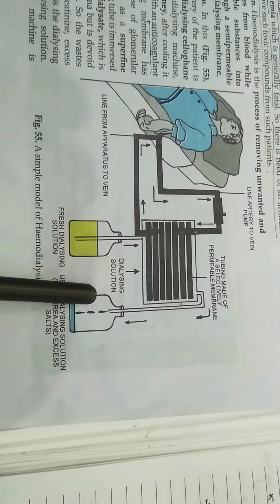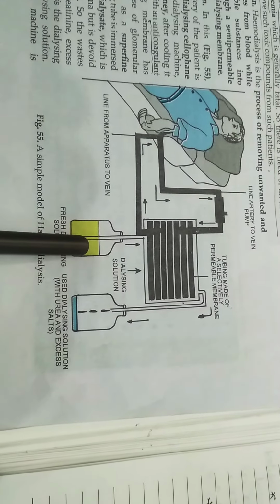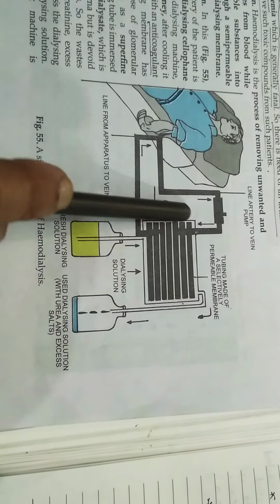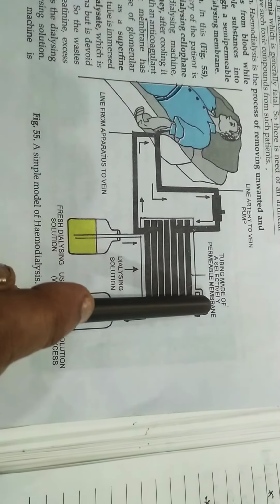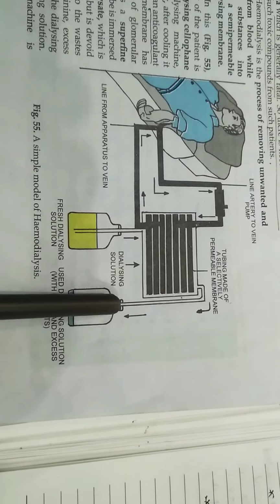Here there are two containers. In one container is fresh dialyzing solution, which contains some useful substances. The used dialyzing solution passes out through this tube and gets collected in this other container.